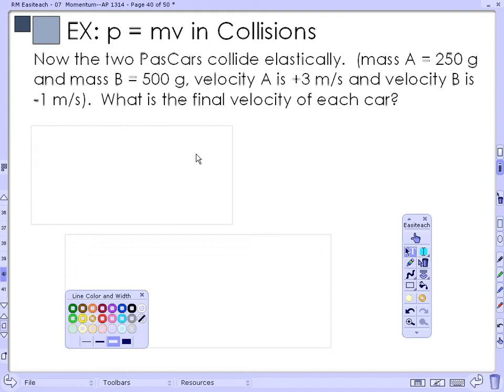This is another classic momentum collision example, a typical problem. But this time the emphasis is on elastic collisions, not inelastic collisions. And this is a continuation of the last problem, which was inelastic. Now we're saying, okay, what happens if we bounce these cars off of each other?